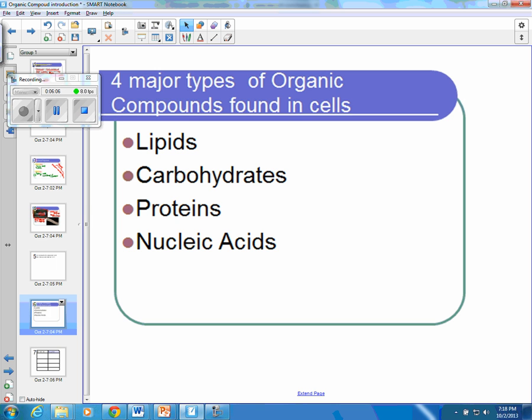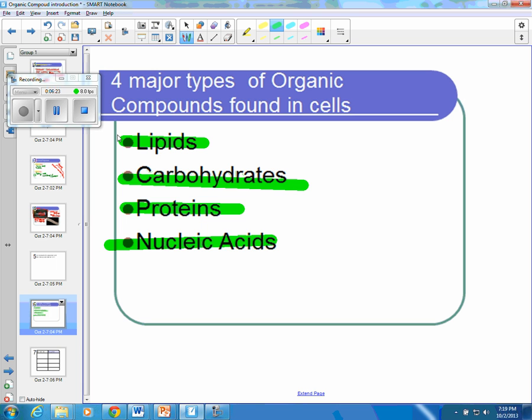So here, 4 major types of organic compounds found in cells. These are the 4 most important. We've started learning about one of these. We have lipids, carbohydrates, proteins, and nucleic acids. So stop for a second, pause the video, and maybe write down a few things you know about each one of these. Just a few things.